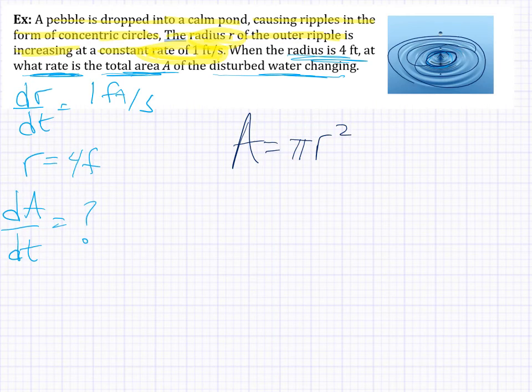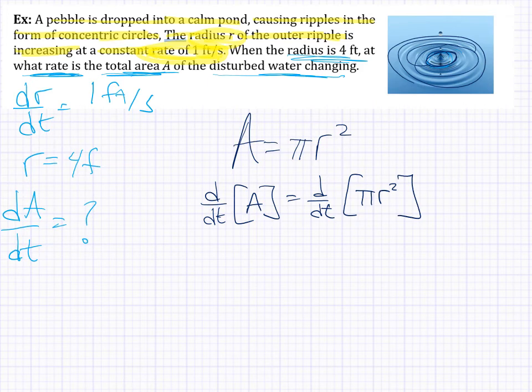So if we could take the derivative of this with respect to t, we could see how this area formula is changing over time. So d/dt of both sides. Remember that pi is a constant multiple, so that's just going to come out. So we end up with dA dt, that's the derivative of A with respect to t, equals pi times 2r dr dt.